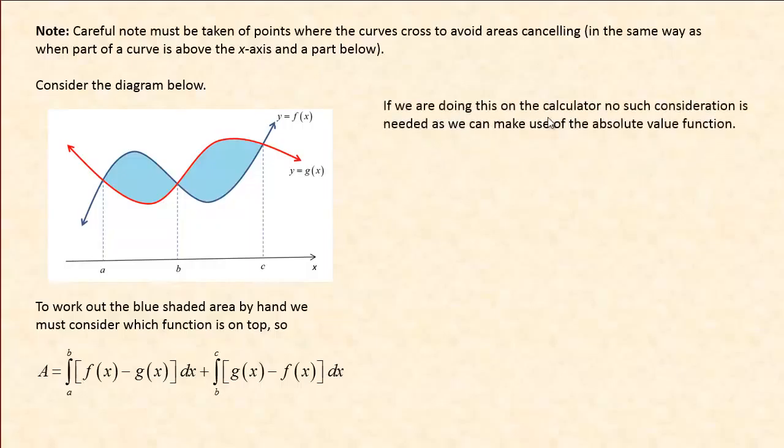If we are doing this on the calculator, no such consideration is needed, as we can make use of the absolute value function, and we just integrate all the way from a to c the modulus of f of x minus g of x dx. Remember, the modulus function will always return a positive, so it doesn't matter which function is on top.